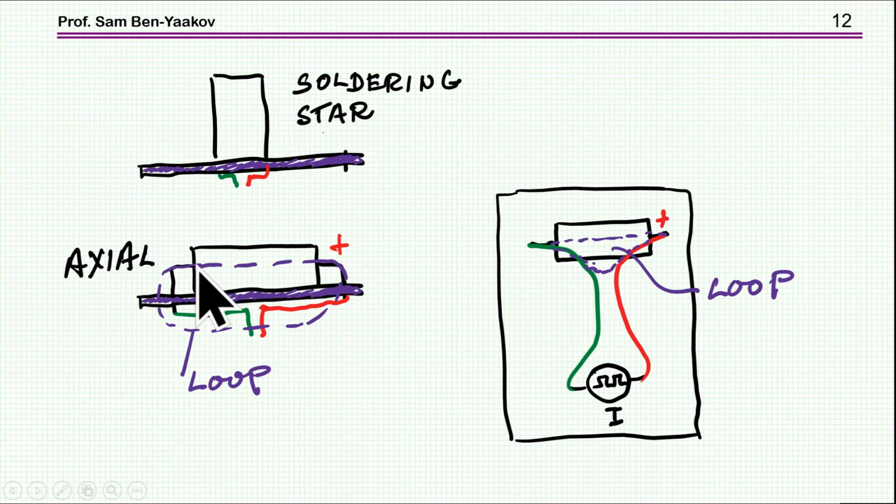Now if you compare this axial capacitor to a soldering star type capacitor or package, you see that here we are in a much better situation. There is a minimum loop here. So the ESL that is specified for the capacitor itself is pretty much what you have in the circuit. Not so here. If you just specify this part, then you are ignoring this part, which will be there no matter what you do, and therefore you cannot escape it.